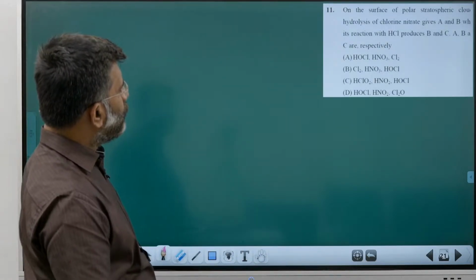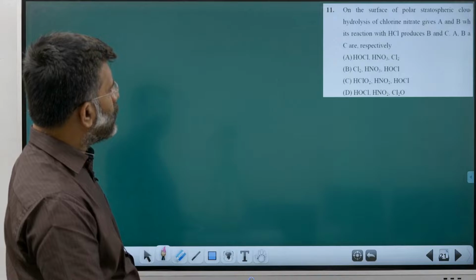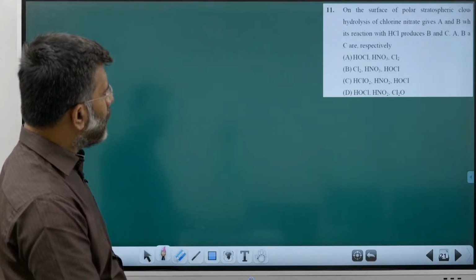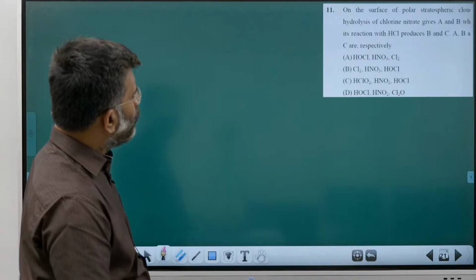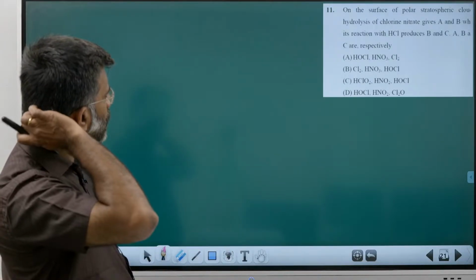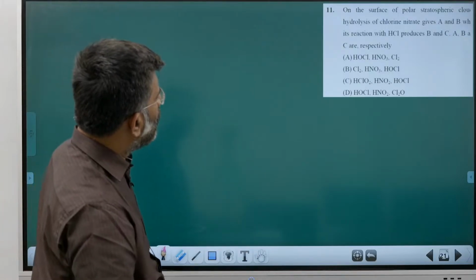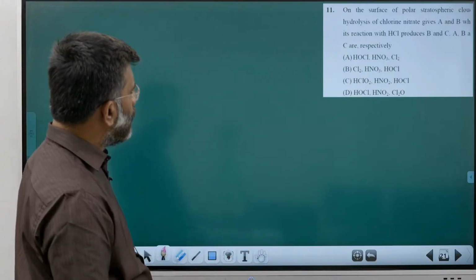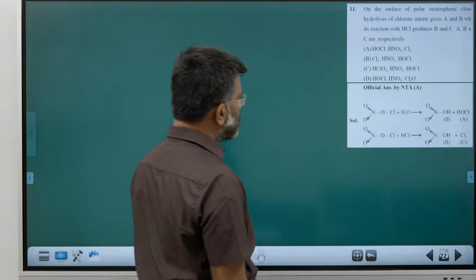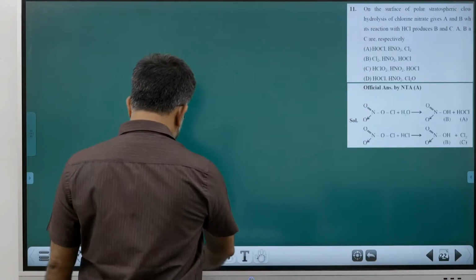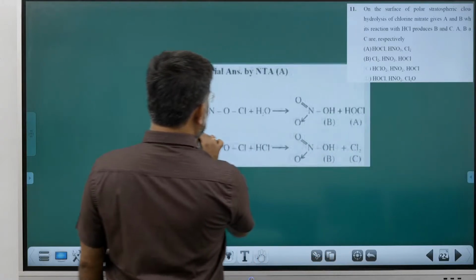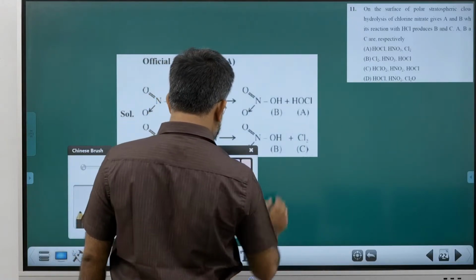On the surface of polar stratospheric clouds, hydrolysis of chlorine nitrate gives A and B. Its reaction with HCl produces C. We need to identify A, B, C. This is another reaction expressed in the NCERT. Hope you remember these reactions. These reactions are available in the textbook.